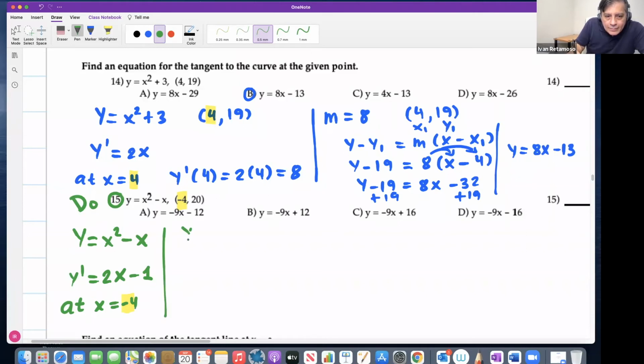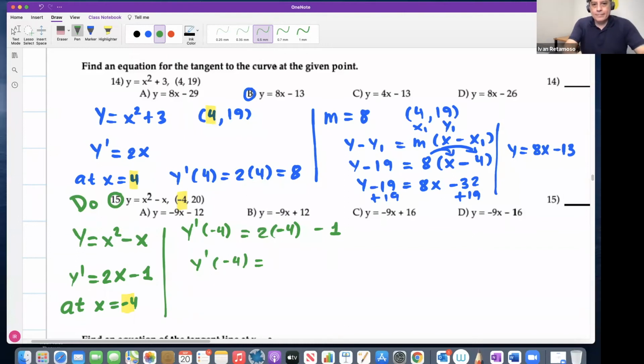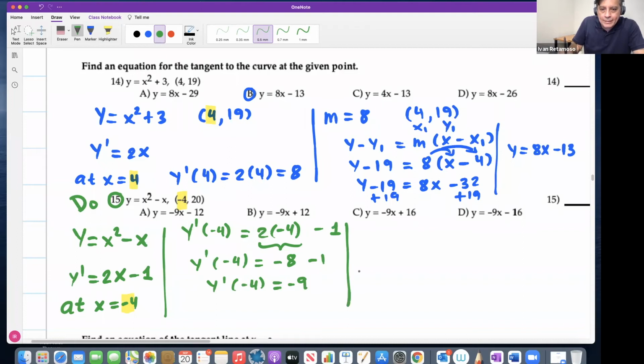Then I can say that y prime evaluated at minus 4 is equal to twice minus 4 minus 1, right? Yeah, Miguel, very good also. Very good, excellent, we're headed there. So 2 times minus 4 is minus 8, minus 1. So the derivative evaluated at negative 4 is minus 8 minus 1, minus 9. That is the slope, right? Slope of our tangent line, minus 9.